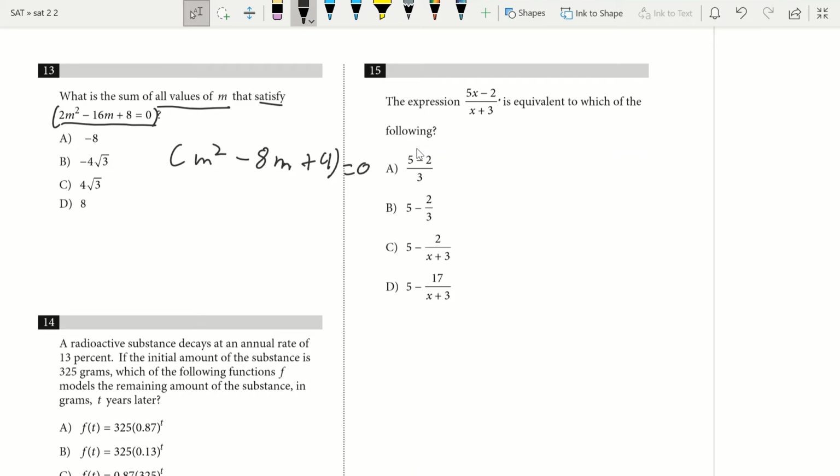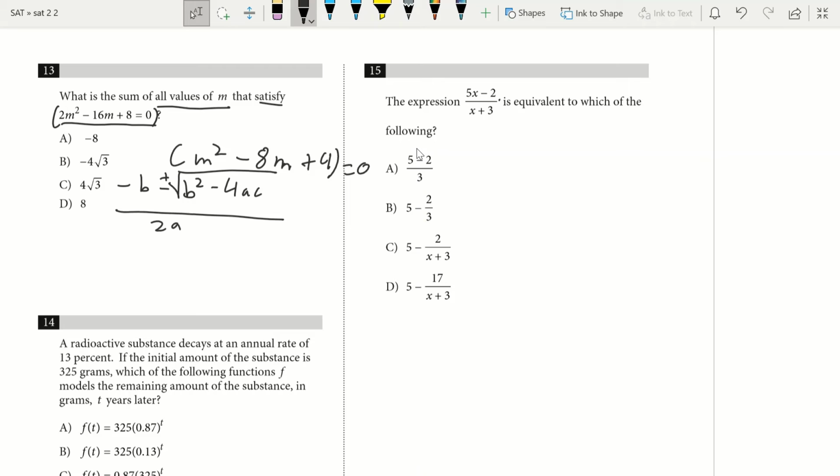Okay, now I'm looking for factors of 4 that add to negative 8. There aren't any, right? There's none, because the biggest would be 4 and 1, and they don't work. So I'm going to have to use the quadratic formula, which is negative b plus or minus the square root of b squared minus 4ac, divided by 2a, right? So I'll go ahead and plug in my numbers here.